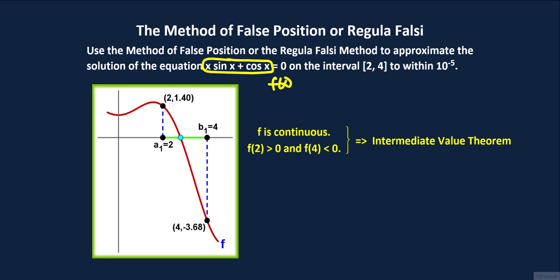One can also show, as an exercise, that the derivative f prime is less than 0 on the interval between 2 and 4, and that therefore f is strictly decreasing on the interval between 2 and 4. Hence, f of x equals 0 has only one solution on the interval between 2 and 4. Let x equals r be the unique solution to f of x equals 0 on the interval between 2 and 4.